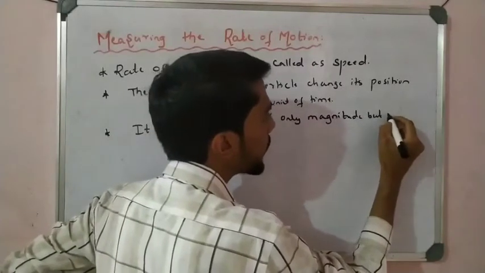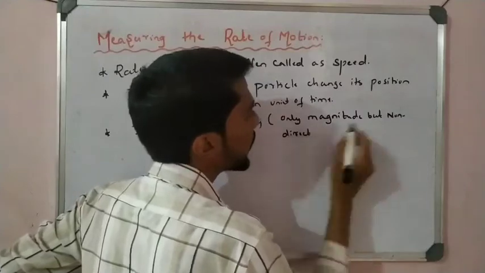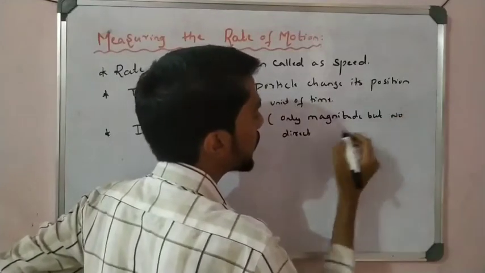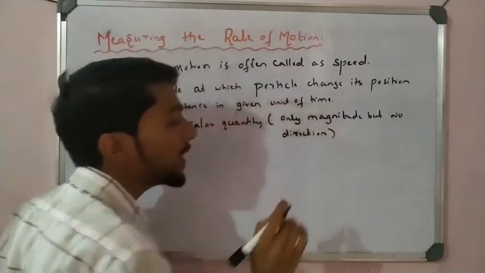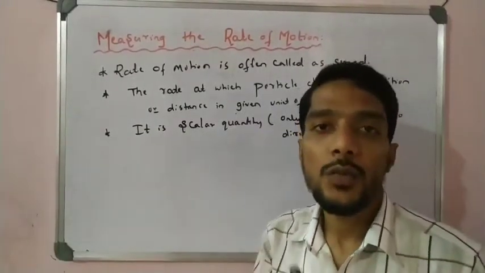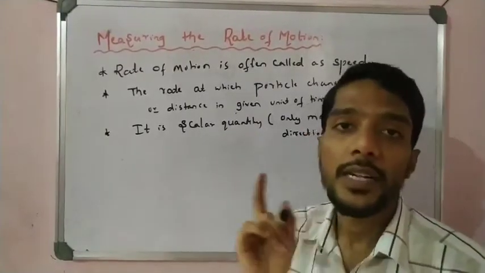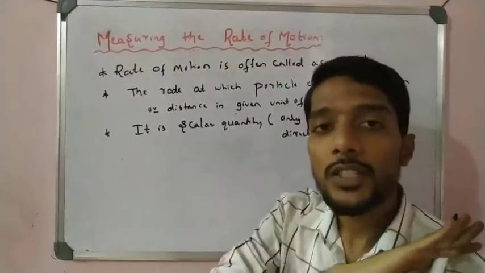but no direction, that is called speed. So in examinations they ask whether speed is a vector or scalar. So we say that speed is a scalar quantity. It is only magnitude, but there is no direction.